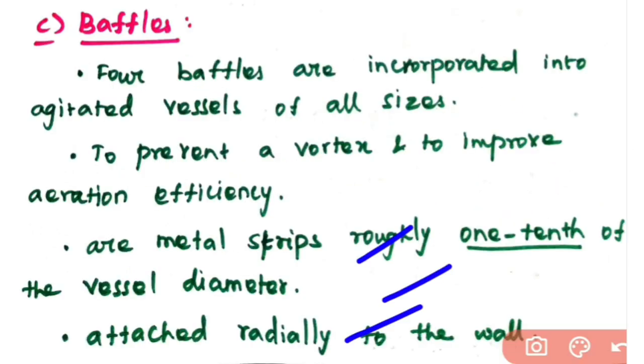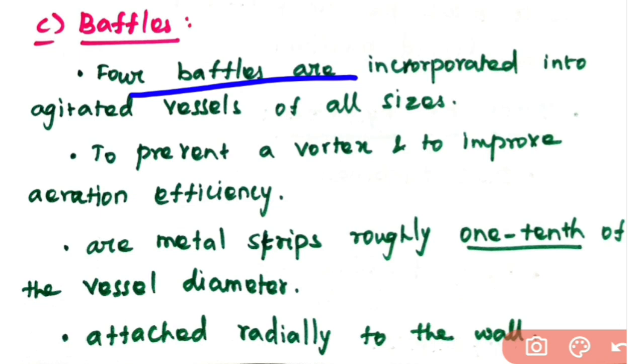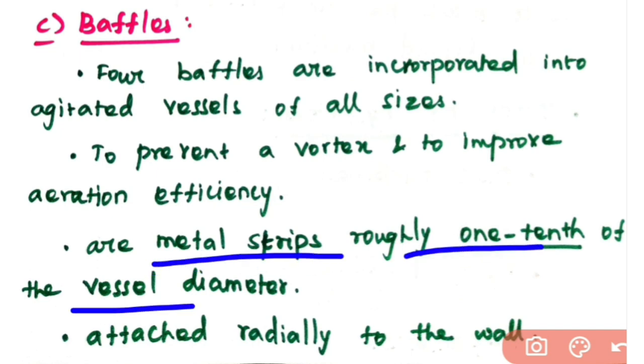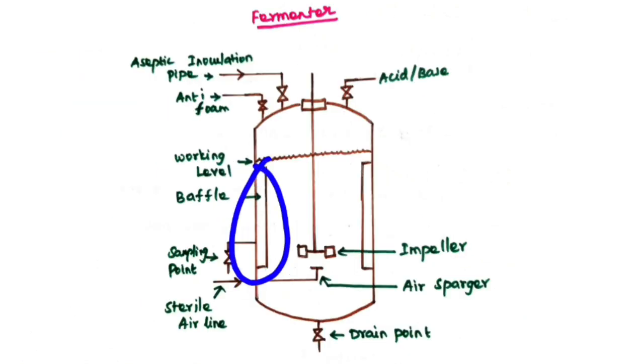And the next one is baffles. Four baffles are incorporated into agitated vessels of all sizes. These baffles are mainly used to prevent a vortex and to improve aeration efficiency. These baffles are nothing but metal strips, roughly 1/10 of the vessel diameter. So this is your baffles. The size should be 1/10 of the diameter of your fermenter.